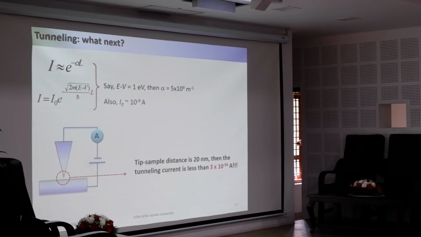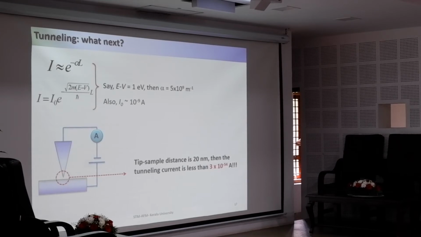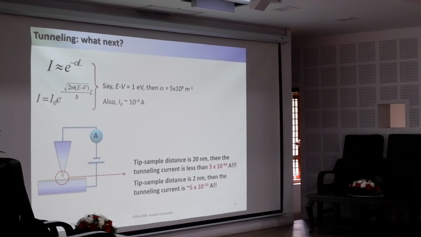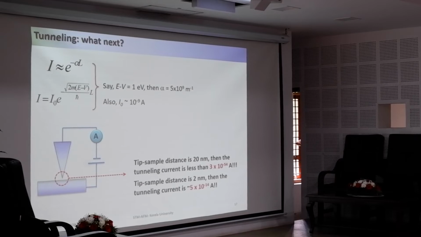There is no way to measure this current. 10 raised to minus 54 ampere, we cannot measure that current basically. So if I reduce the sample distance, this is when the tip is 20 nanometer away. If the tip is 2 nanometer away, you see the current becomes exponentially larger. So 10 raised to minus 40, that is something we can measure.